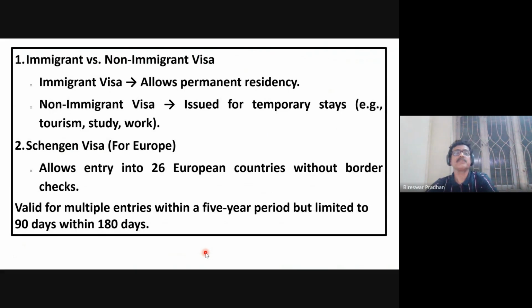Now, immigrant versus non-immigrant visa. An immigrant visa allows permanent residency, and a non-immigrant visa is issued for a temporary stay, that is, for tourism, study, and work.